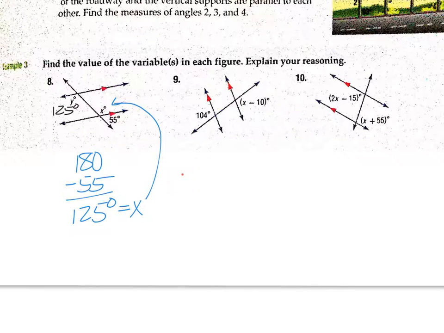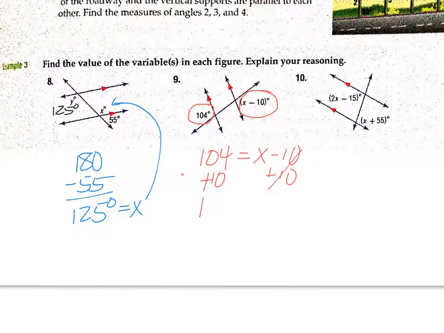Okay, what about the next problem? Well, look at my angles. These are alternate exteriors. They're both on the outside, one's on one side, one's on the other. So they alternate sides. What's the relationship for alternate exteriors when the lines are parallel? Alternate exteriors are congruent, or equal. So that's my equation. Add 10 to both sides, and that tells me x is 114. All right, next.